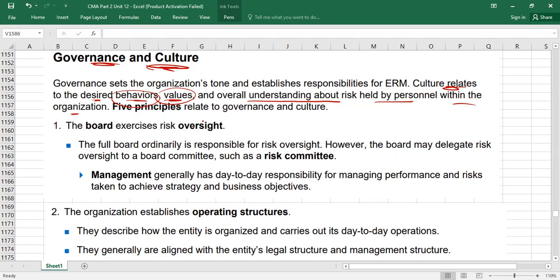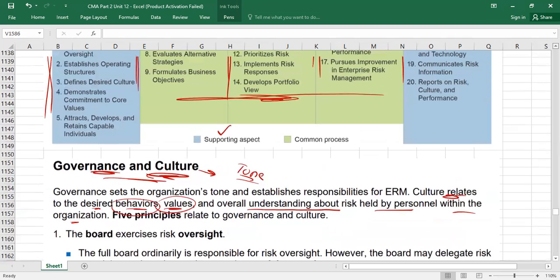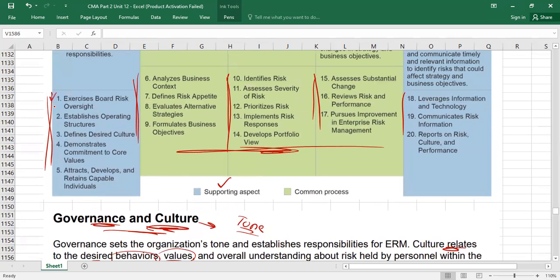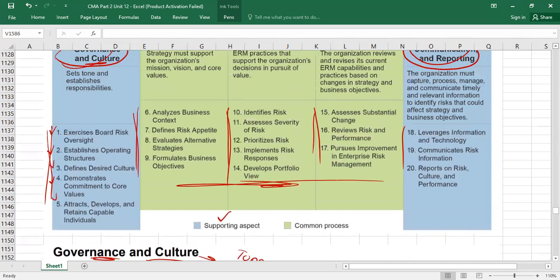So the point is, who will create governance and culture? I told you already, governance and culture is always set by top management. Tone is always set at the top. But to set that tone, we have to follow five principles. One, two, three, four, five. And these five principles are written there. You have to remember these principles, please.